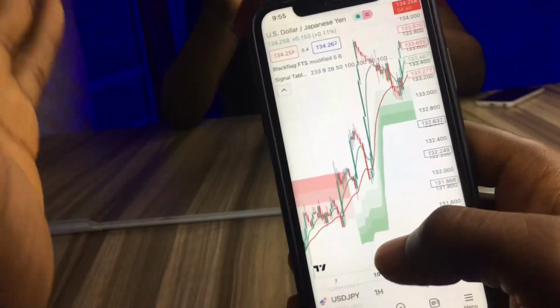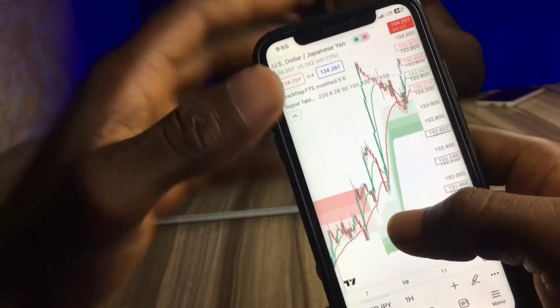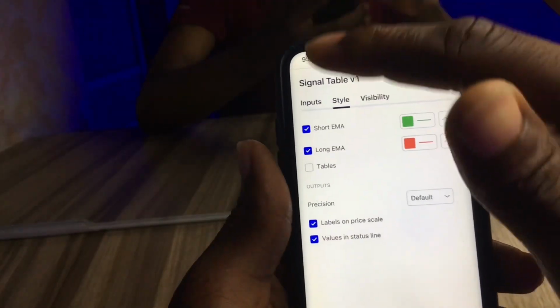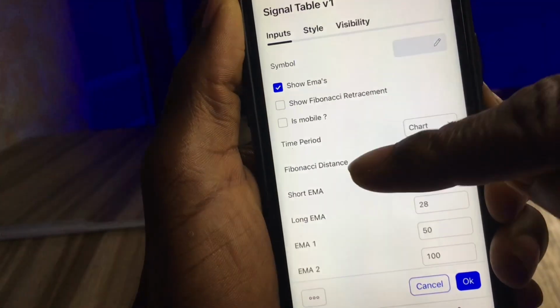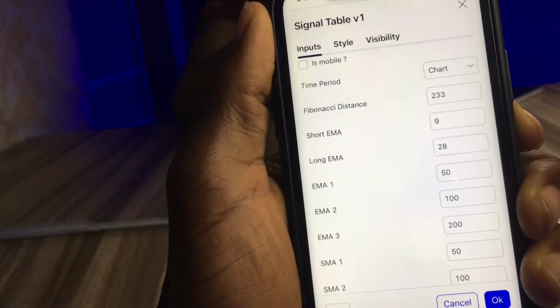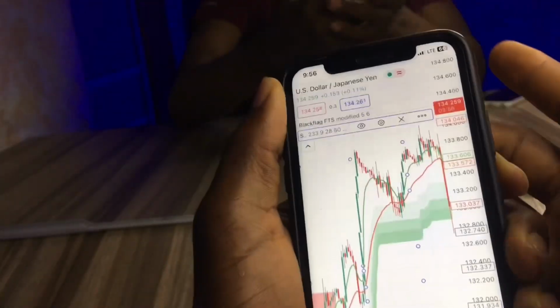Now, one thing I like about this signal table is that it's like a multi-indicator in one. It has the moving average, it has the Fibonacci, it comes fully spec'd. If you go to the settings and go to inputs, you can see everything that I say. It comes with "show Fibonacci retracement," so this goes ahead and draws the Fibonacci retracement for you. This is free games here. Once you've done that, we already have the moving averages.